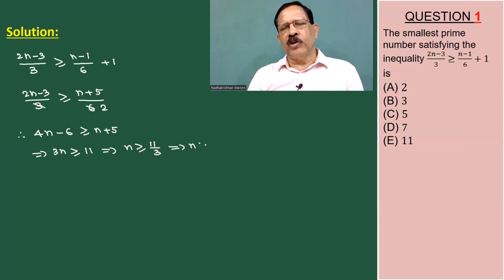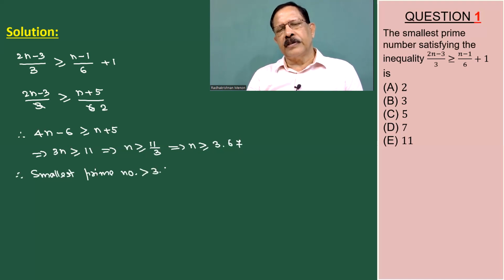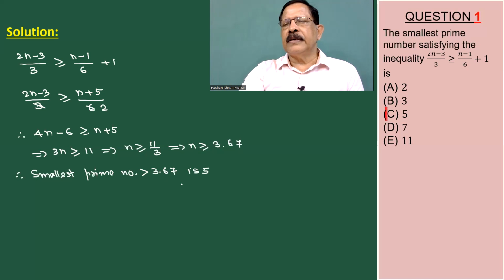So 11 by 3 is what? 3.67 approximately. So which is the smallest prime number greater than 3.67? The next integer is 4. It is not prime. The next is 5. So the answer for that question is option C.